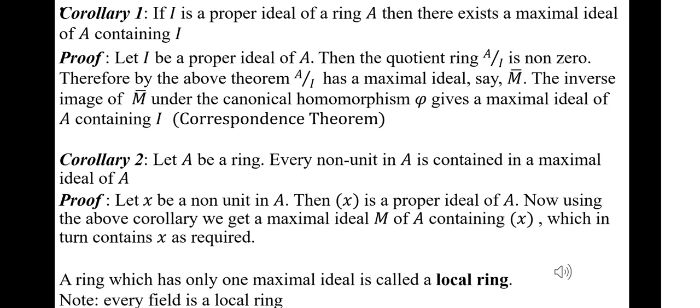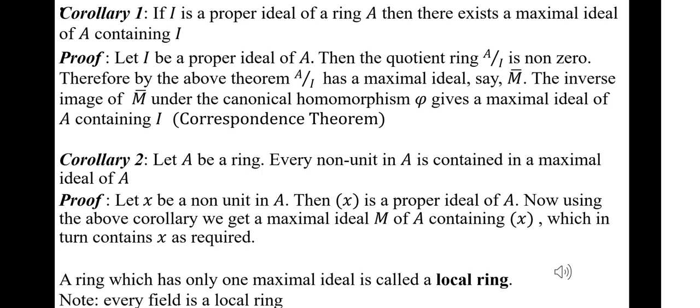Now we will be considering the canonical map or the canonical homomorphism, which we have already noted earlier under homomorphisms, denoted by phi, which is from A to A by I, given by phi of x equal to x plus I. If we make use of this map and apply the correspondence theorem for rings, we see that the inverse image of M bar with respect to the homomorphism phi gives a maximal ideal of A containing the ideal I as a subset. Thus, we have justified that every proper ideal of A is contained in a maximal ideal of A using the previous theorem.